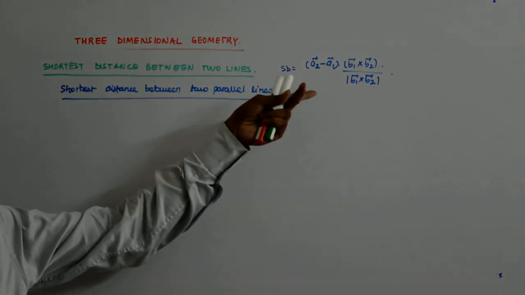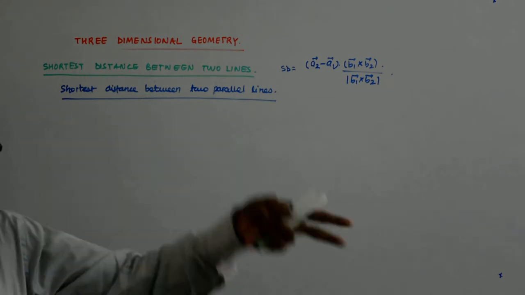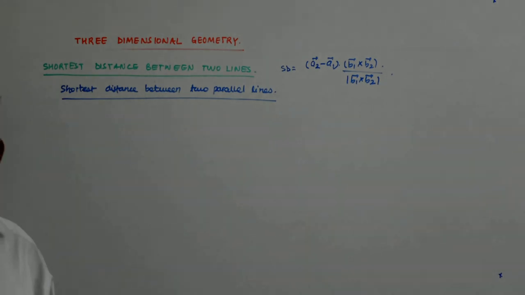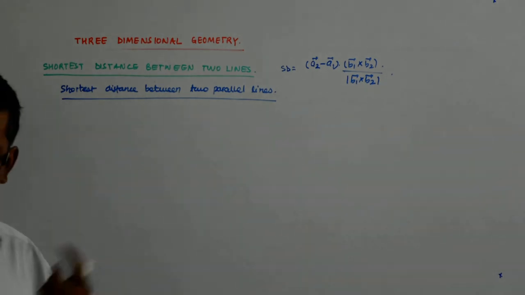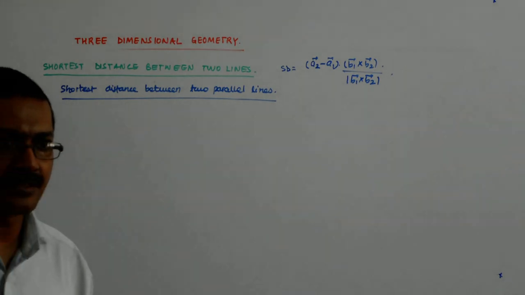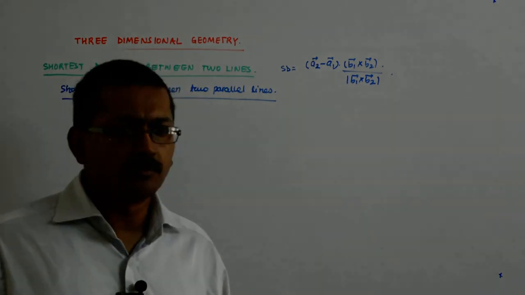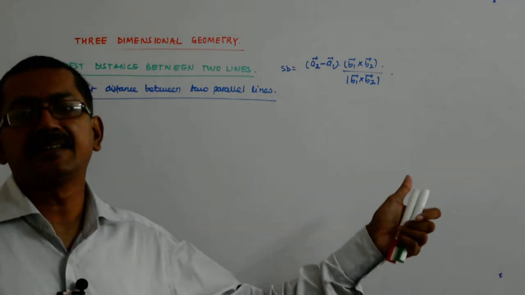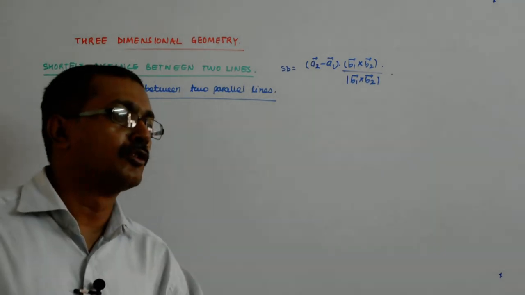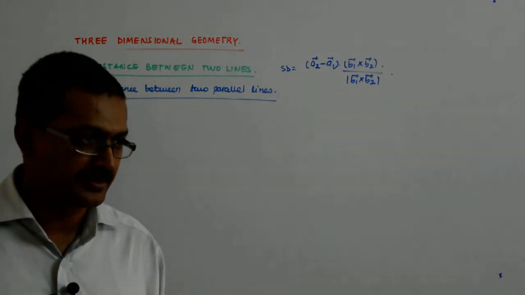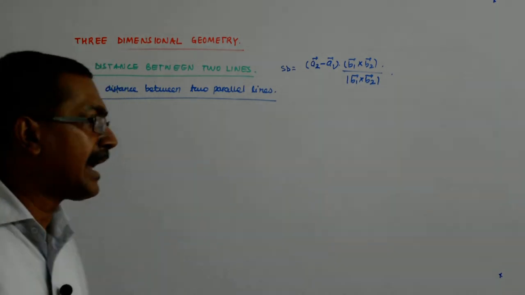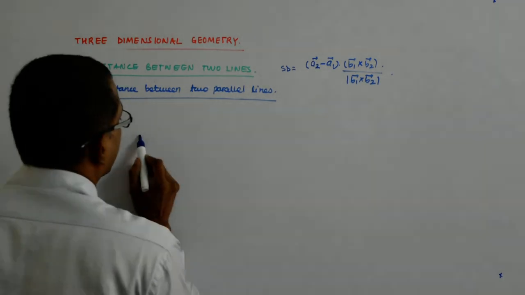Now what? If I have got two parallel lines, what happens? Their B1 and B2 are the same. Why? Because they are parallel to the same vector. So the moment you try to apply this thinking that this is a general formula, this whole formula drops down, fails. Okay? So we have to devise something else.